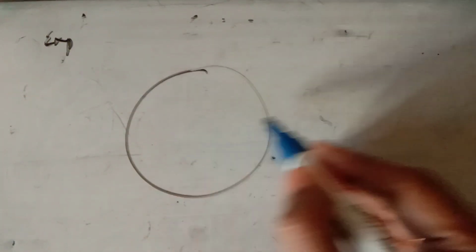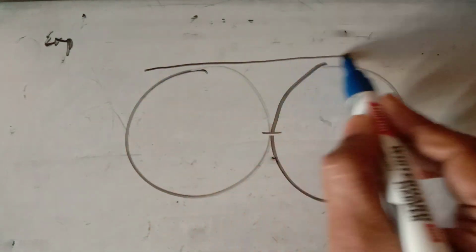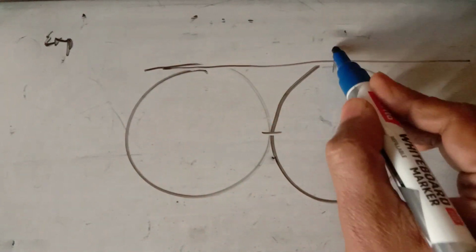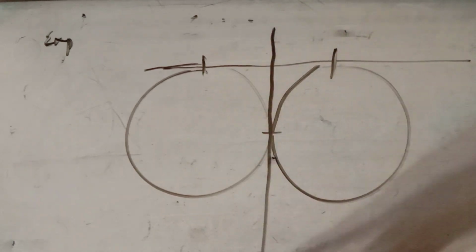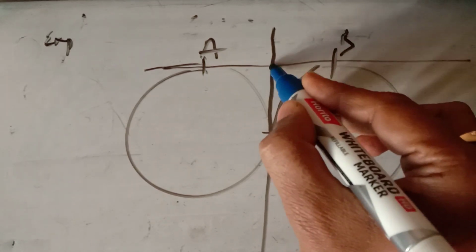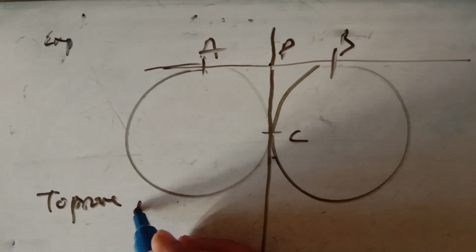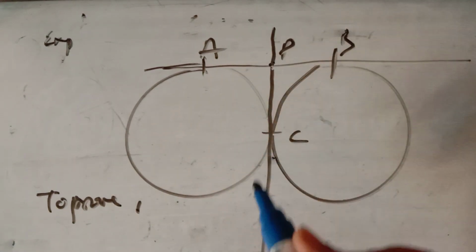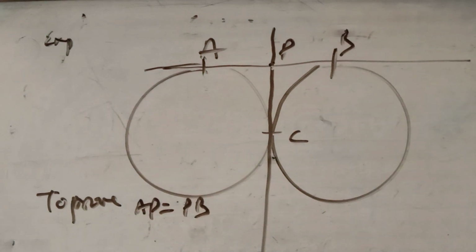Let us take an example in which two circles intersect each other at a point, and there is a common tangent touching both the circles. Suppose the points are A, B, C and P. Now you have to prove that P bisects AB. That is, you have to prove that AP is equal to PB. It is a very easy question.